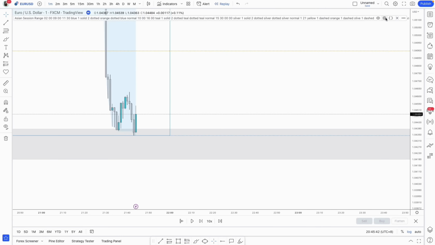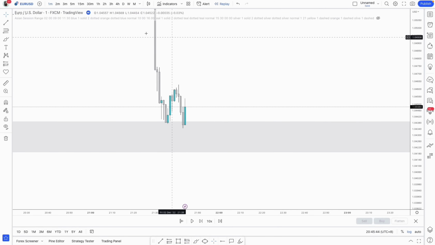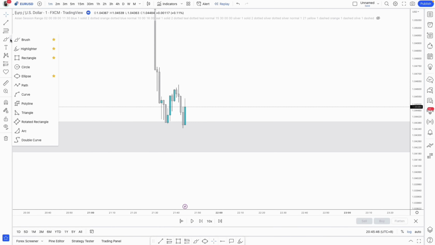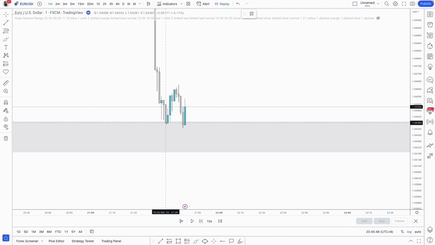So our confirmation is the same thing every time. It's essentially a change of character or an internal break of structure. So we tap into the 15-minute where we expect the orders to be. There's a quantity of demand orders that come into the market, hence pushing price upwards, and then supply comes back into the market and pushes price back down below the low. So there is our sweep of liquidity inside of our point of interest, which is perfect. Always nice to see a sweep of liquidity inside of your POI.